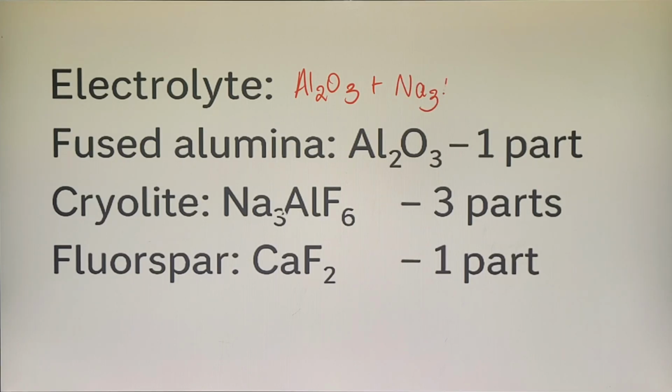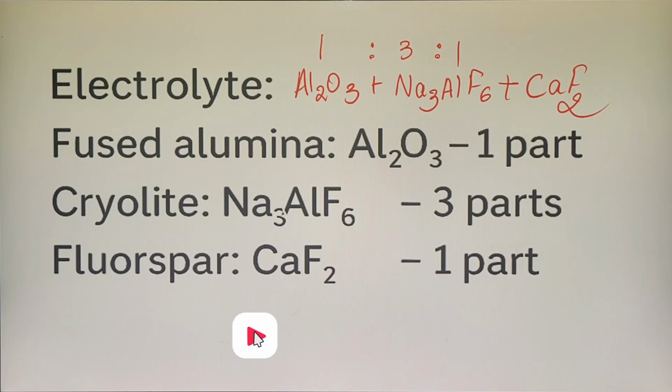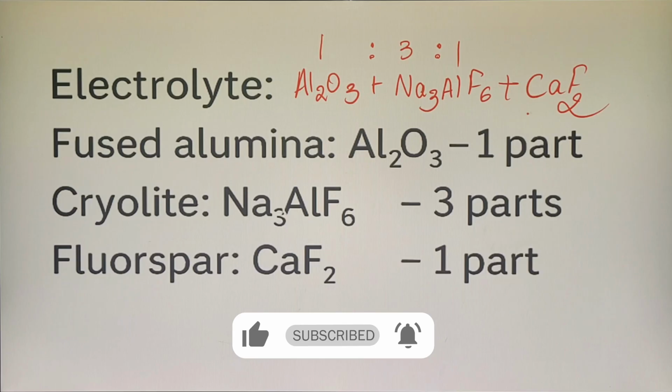What is the formula for cryolite? The formula of cryolite is Na3AlF6. The name is sodium aluminium fluoride. And the next thing that they could add is CaF2, that is calcium fluoride. Now please remember, in what ratio are they added? They are added in the ratio of 1:3:1. One part of fused alumina, that is very, very little. Again, one part of calcium fluoride, which is fluorspar.